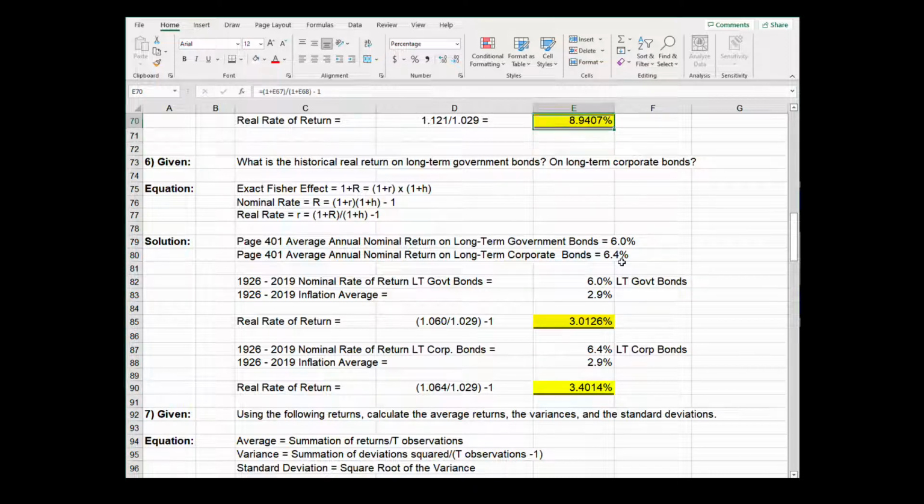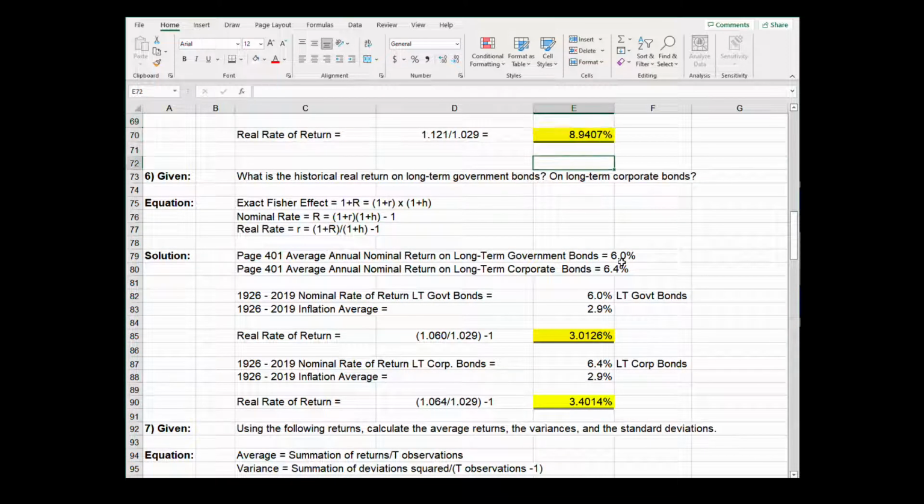real return on long-term government bonds? What is the historical real return on long-term corporate bonds? Again, same Fisher effect, 1 plus big R equals 1 plus little r times 1 plus h. I look on page 401 and I see that bonds in general give you about 6% on average over the 90-year history that's been studied by Ibbotson and Sinquefield. So we get 6% exactly on average on long-term governments, 6.4% on long-term corporate.